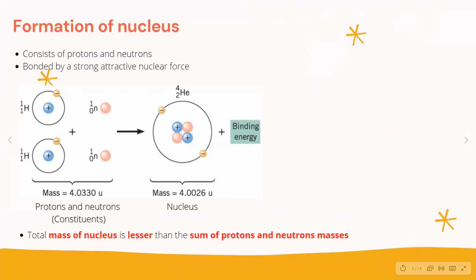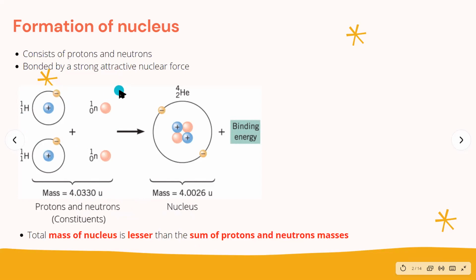Okay, to start off, as Zafira and Sophia mentioned earlier, the nucleus consists of protons and neutrons. And these nuclear particles are bonded by the strong attractive nuclear force. And the total mass of the nucleus is less than the sum of the proton and neutron masses. As you can see in the diagram, the mass of the nucleus is 4.0026 u and the mass of the protons and neutrons is 4.0330 u.